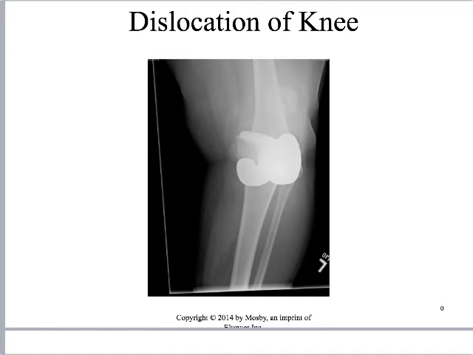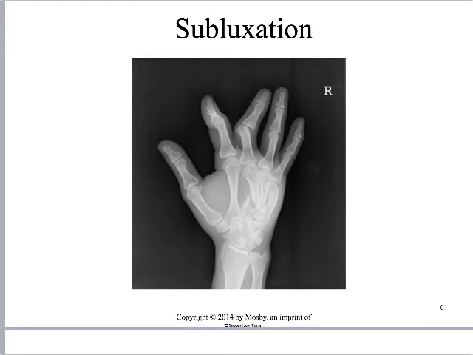Dislocations of the knee. This one looks like it's associated with knee hardware. Here's an example of subluxation from the textbook, and we said that this is a fracture with a dislocation with an associated fracture. So it looks like the fracture is on the distal portion of the, what is it, proximal phalanx.